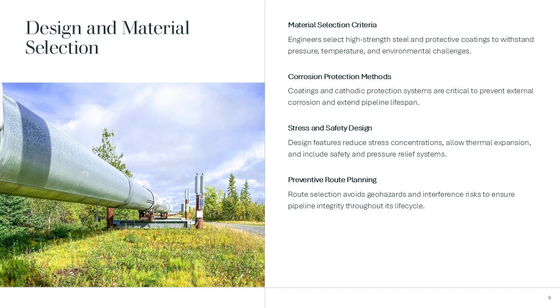By integrating these considerations during the design phase, operators can significantly reduce the likelihood of integrity issues throughout the pipeline's lifecycle. Prevention is always more cost-effective than repair, making proactive design a cornerstone of pipeline integrity management.